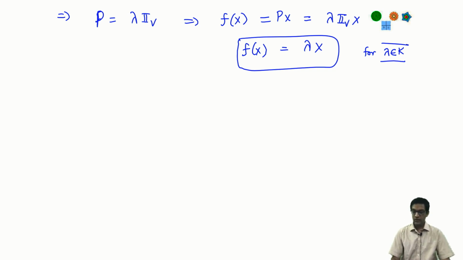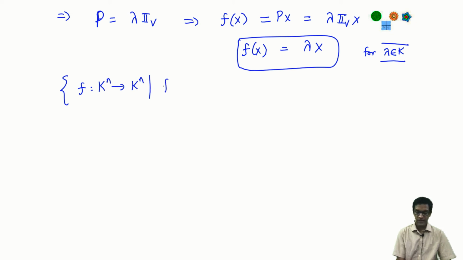Okay, so those are exactly the set of all homomorphisms. So we have made the following conclusions: the set of all f from K^n to K^n such that f is R linear, or is a homomorphism of M_n(K) modules. So I want to think of K^n as an M_n(K) module.